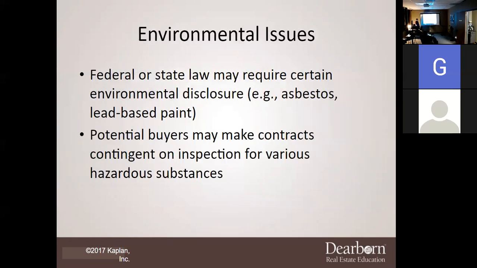Okay, environmental issues. These are oftentimes going to be federal and state law mandated requirements that require certain environmental disclosures, such as asbestos and lead-based paint. How many of you are familiar with that popcorn ceiling? Yeah, you know what I'm talking about, don't you? Did you ever, as a little kid, Wyatt, get up there and pop them? Okay, you know that's the most dangerous thing you could have done if it was asbestos?